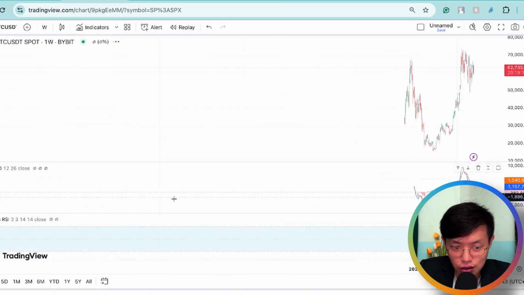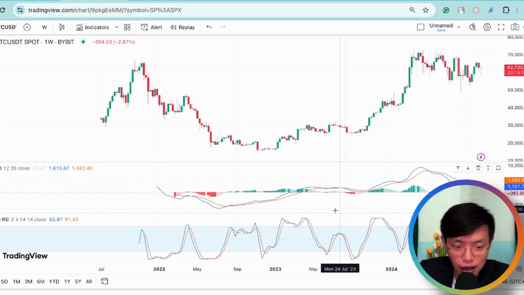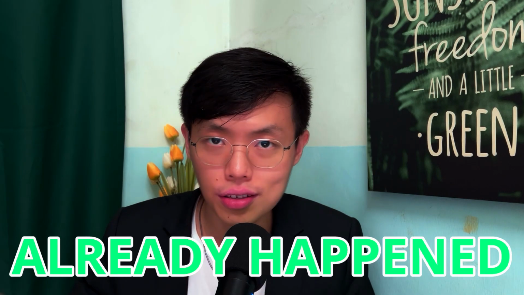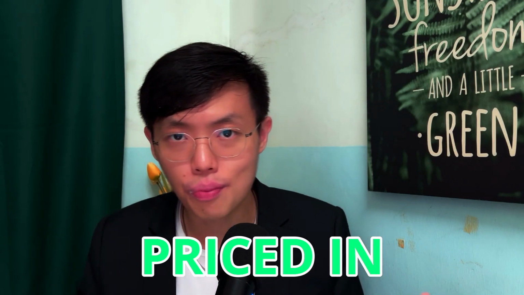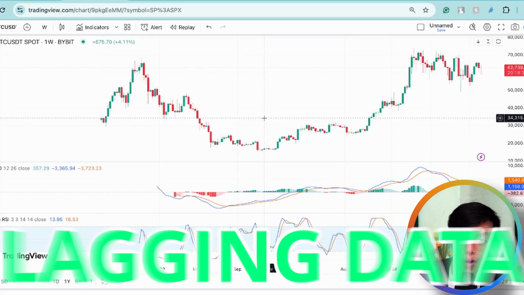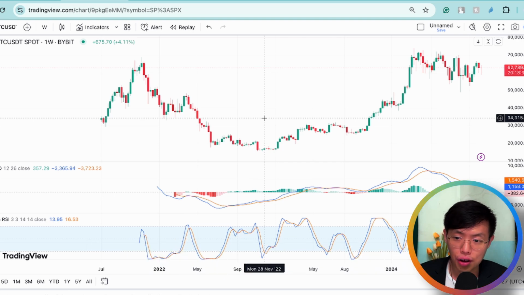As you can see, this price chart has the indicators MACD and stochastic RSI. What are these two indicators? As you already know, they are derived from price. They use calculations from the price data, RSI as well. Everything here is derived from price, and price is something that has already happened. Everything is already priced in, whether it's the emotions or the news. These indicators are derived from that, and that's what we call lagging data. Anything related to price is lagging data.